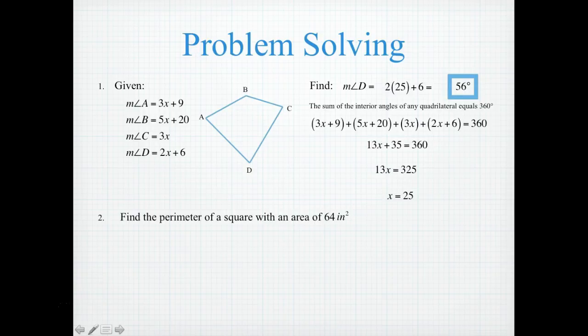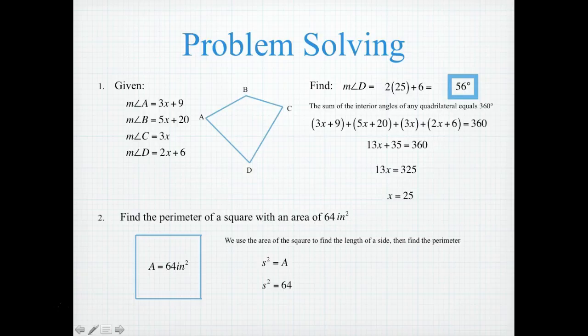In the next example, we're going to find the perimeter of a square given the area. So I know that the area of a square is 64 square inches, and now I need to find the perimeter. So we're going to use the area to find the length of a side. Once we have the length of the side, we can find the perimeter. Now side squared is equal to the area. That's the formula to find the area of a square.